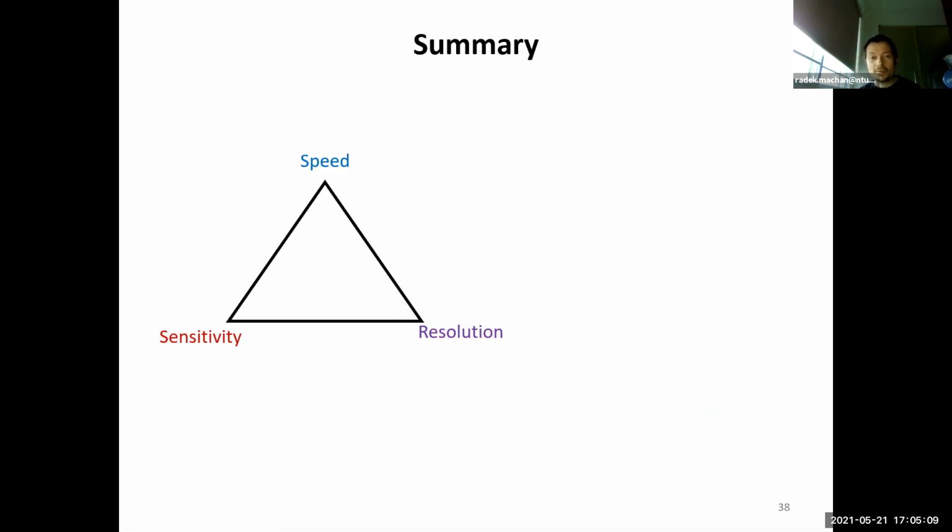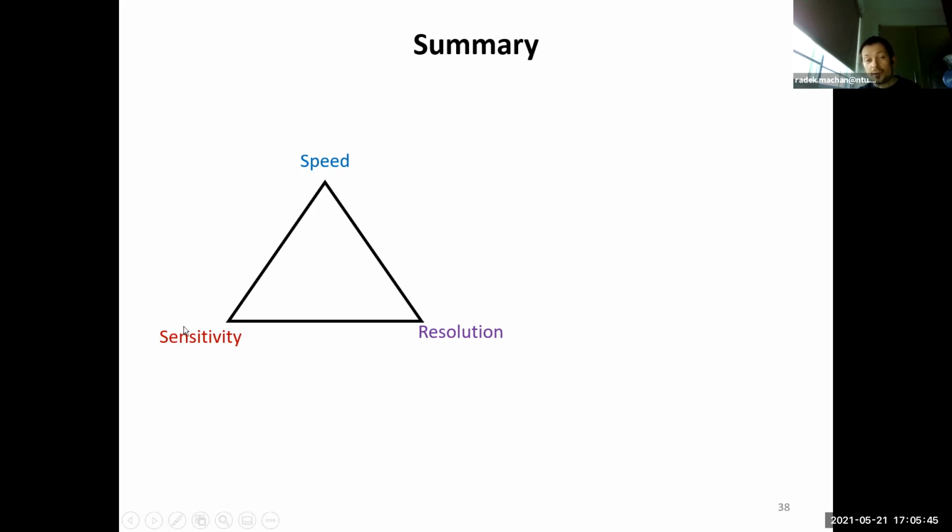And the last, very simple summary. There are different aspects of an imaging experiment which I want to maximize. I want it to be fast. I don't want to waste time on the experiment. I want to get the best resolution. I want to get the best sensitivity. That means to be able to capture even weak signals, but I can't maximize all of them at once.